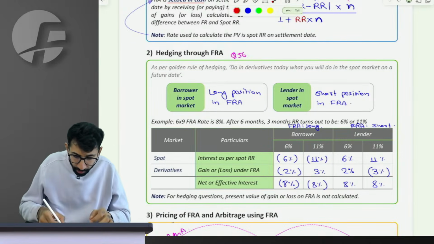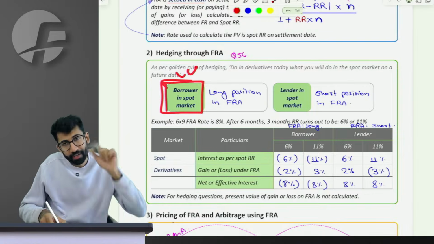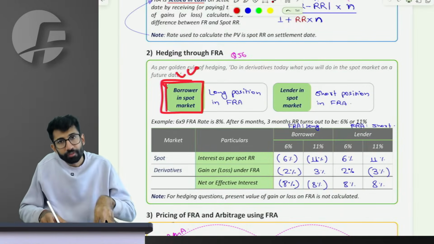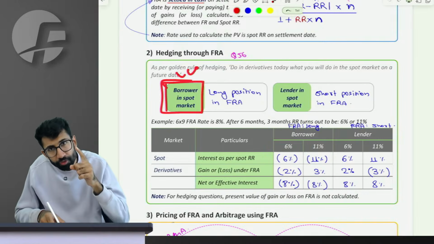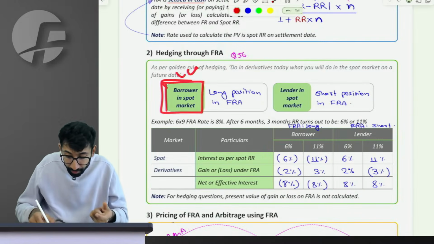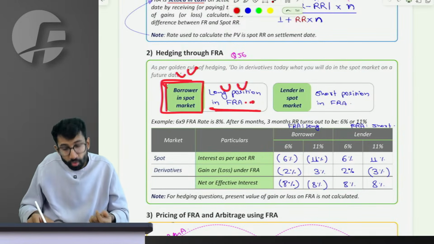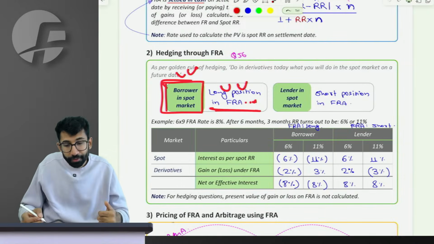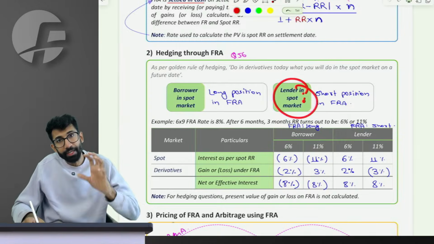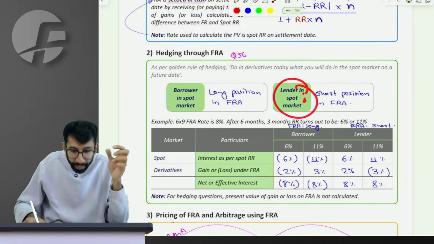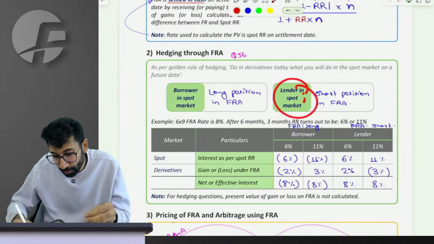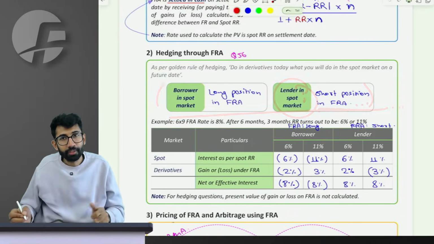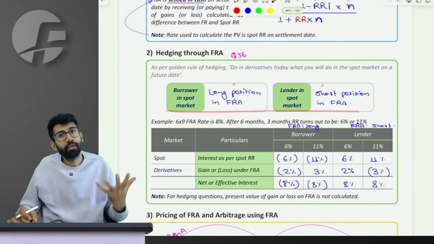Sir, for example, you are planning to borrow in the spot market after 3 months for a period of 6 months. So in the FRA today, if you want to hedge, borrow under FRA, which means enter into a contract to borrow, meaning enter into a long position. Similarly, if you are planning to lend or invest after 6 months, enter into an FRA, a contract to lend today only, take a short position in FRA. That is how the golden rule works. Sir, can you justify if this is correct or not?